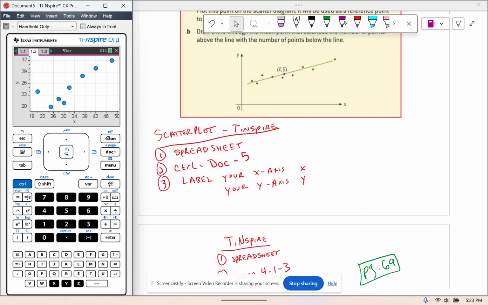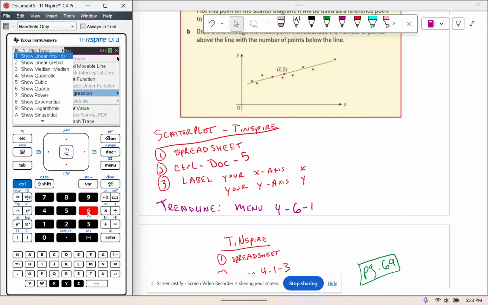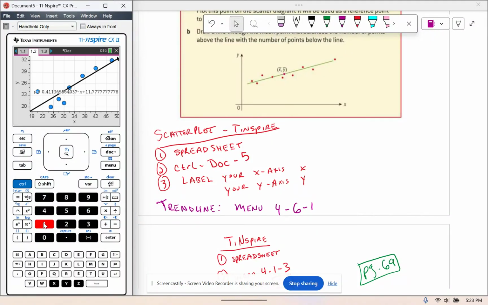To do so is not so bad. To put in a trend line, or a line of best fit, I think IB calls it, but a trend line, they're all the same thing. Trend line is going to be menu 4 6 1. Menu 4 6 1. So I'm going to press menu 4 for analyze, 6 for the regression, and 1 for linear regression. And we make a trend line.